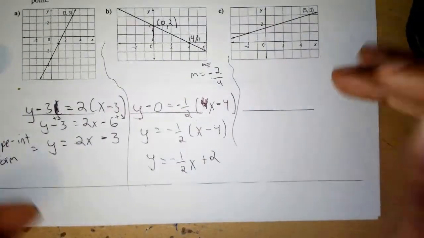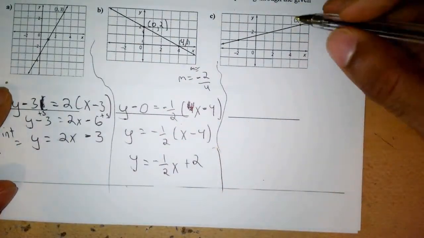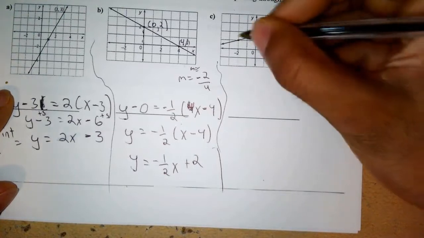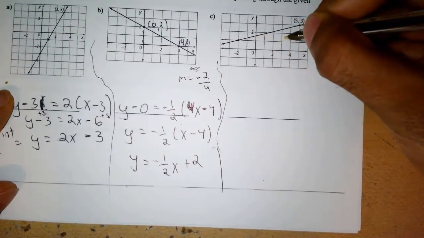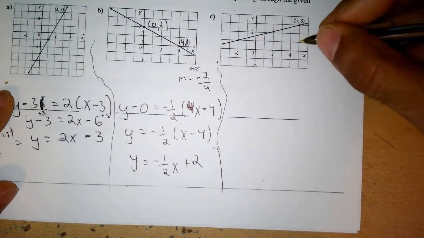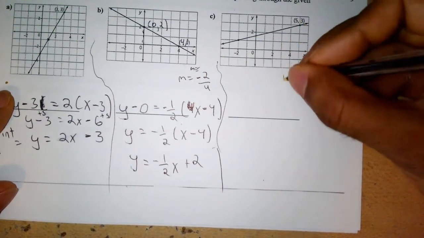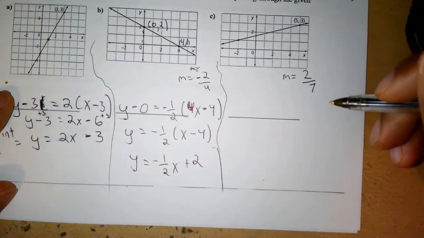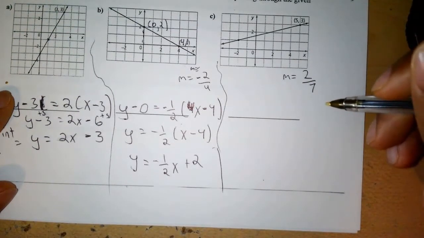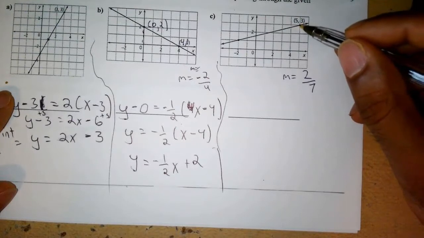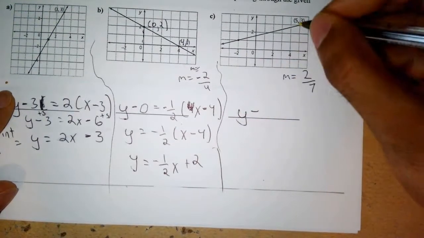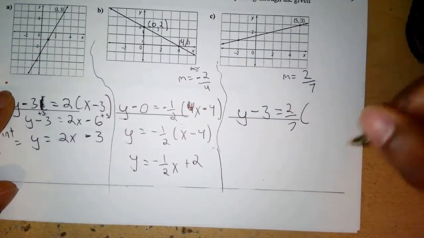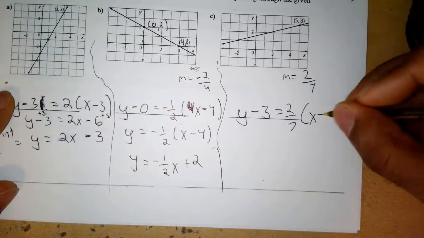Okay, so let's do the third one. Again, calculate the slope. We'll start from this point. It's a positive slope. So 1, 2, 3, 4, 5, 6, 7 to the right, and up 1, 2. So m was 2 over 7, right? It's positive. Now we just choose any point. This one's already labeled, so we might as well use this point. So y minus the y here, which is 3, equals the slope, bracket x minus the x here.